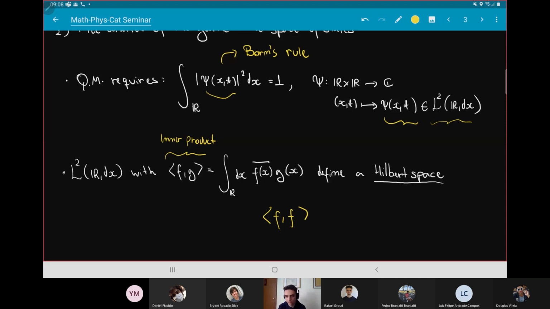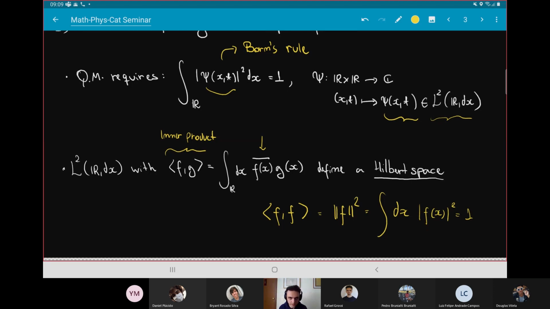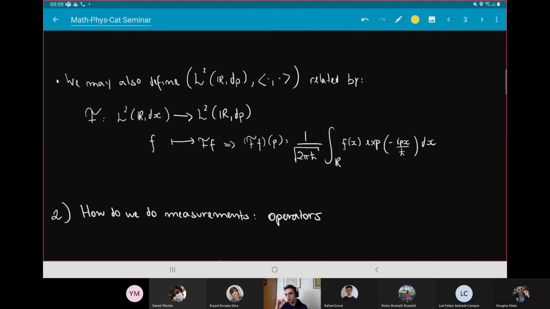The norm induced by this inner product is basically this: if you take the inner product of a square integrable function f with itself, you can write this as the modulus squared again of your wave function. This is the kind of result that we want: we want to integrate the modulus square and have it equal to 1. So the Hilbert space we're working with is the space of square integrable functions with this inner product that I've shown here, where this guy over here is the complex conjugate of the function f, and we want our vectors in this space to have norm equal to 1.